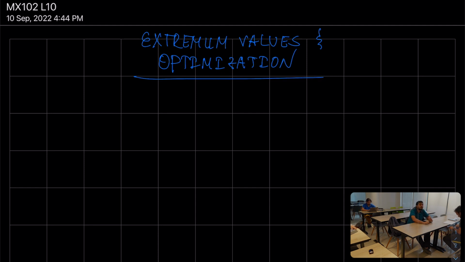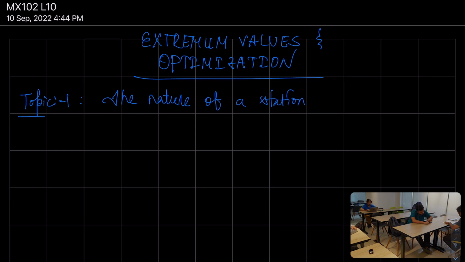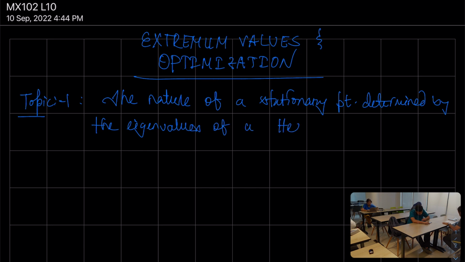All right, so the first topic is that the nature of a stationary point is determined by the eigenvalues of a Hessian matrix.